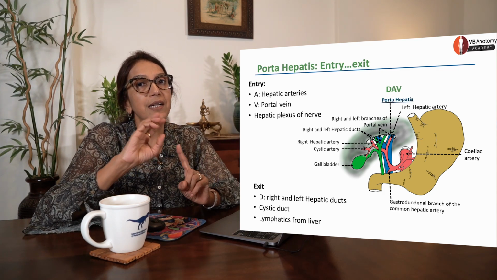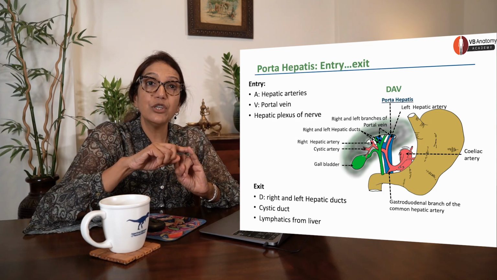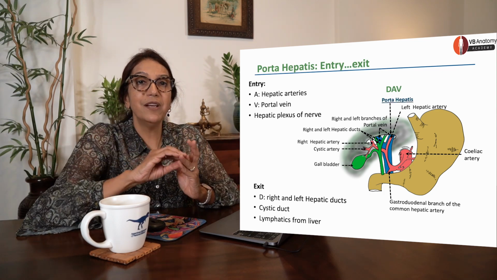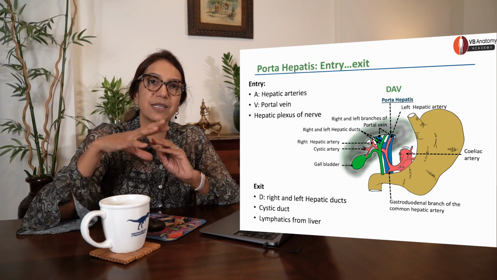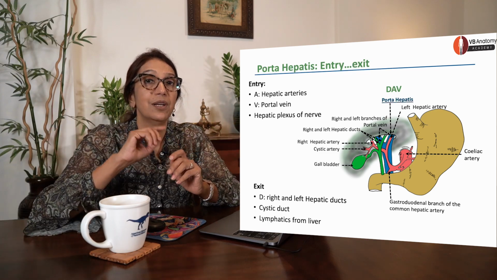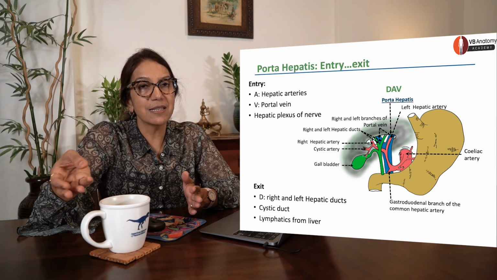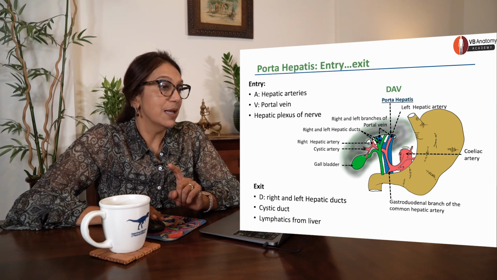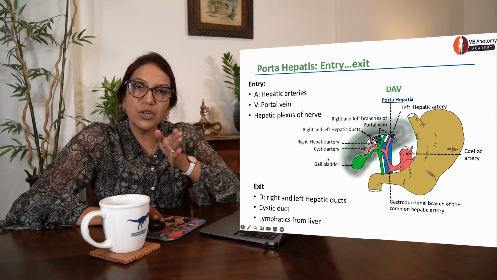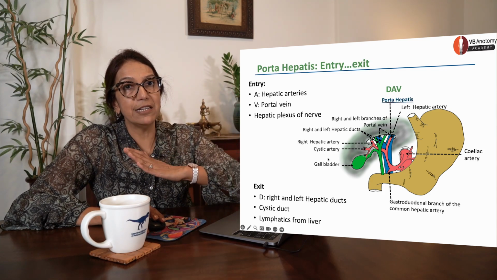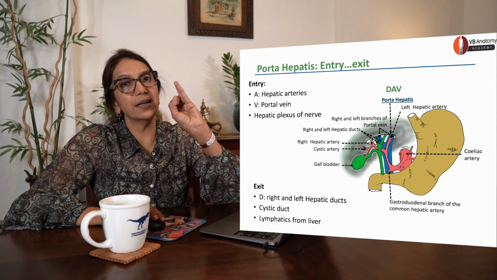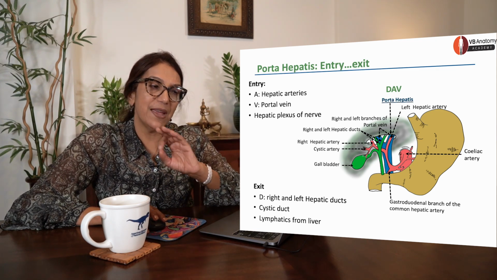Do this again, duct, DAV. Which duct? Hepatic ducts carrying bile away from liver. Which arteries? Hepatic arteries carrying blood into the liver. Which veins? Portal veins carrying blood into the liver. That's your porta hepatis. But you should know all structures entering and all structures leaving. Minimum you should know is DAV. Hepatic duct, hepatic artery, portal vein.